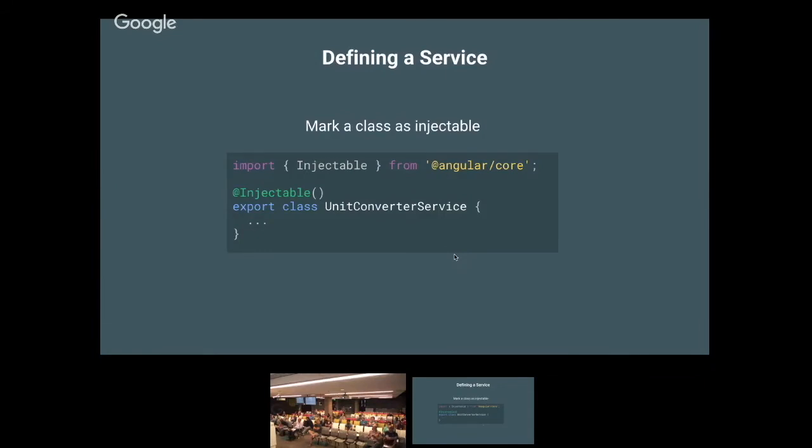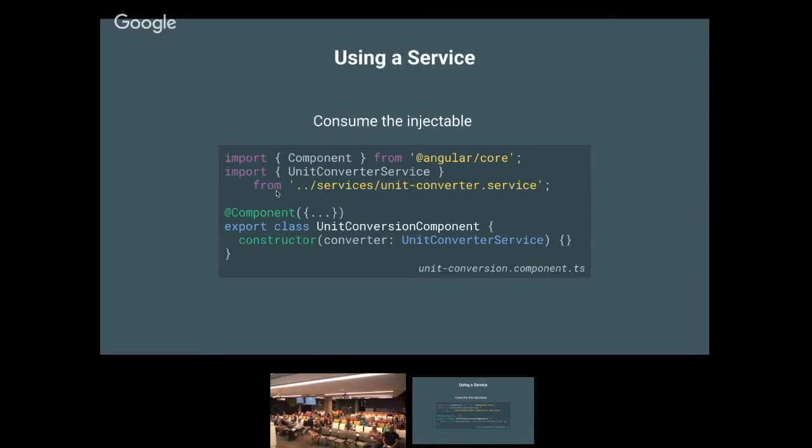And here's how you make a service. So you make a class. It's just a plain old JavaScript object or TypeScript object. But you put this injectable annotation on it. And that tells Angular, hey, you can use this for dependency injection. And then to use a service in your component, you just put it in your constructor. And then Angular takes care of wiring it together for you.